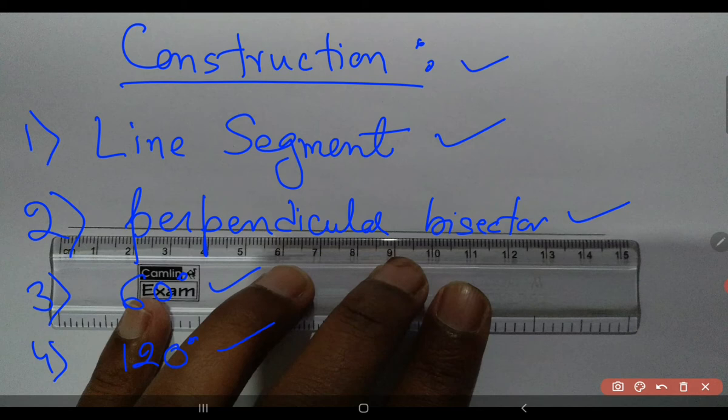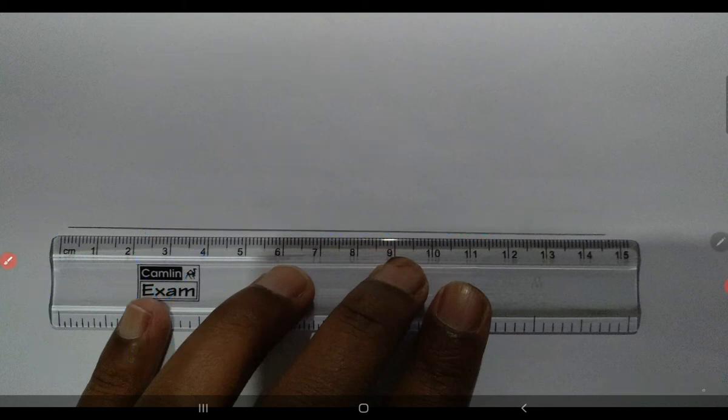Regarding the definition, we have already discussed it in our theory classes. So let us begin with drawing the line segment. Here you can see I have already drawn one line. This line is supposed to have the front arrow and the ending arrow. And on this line I am trying to draw one line segment of 8 centimeter.